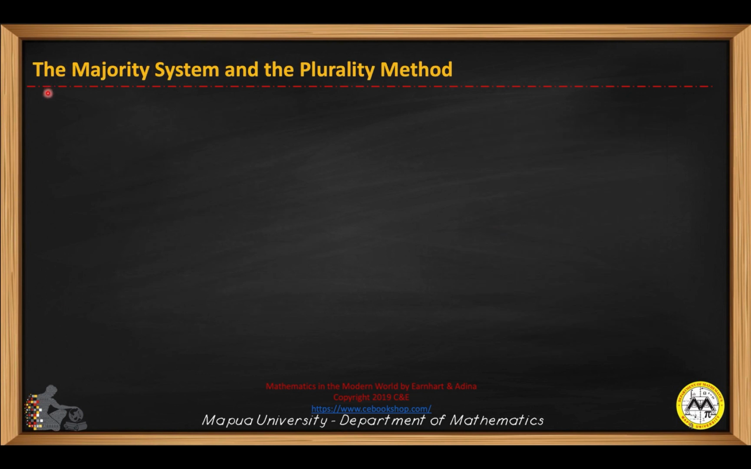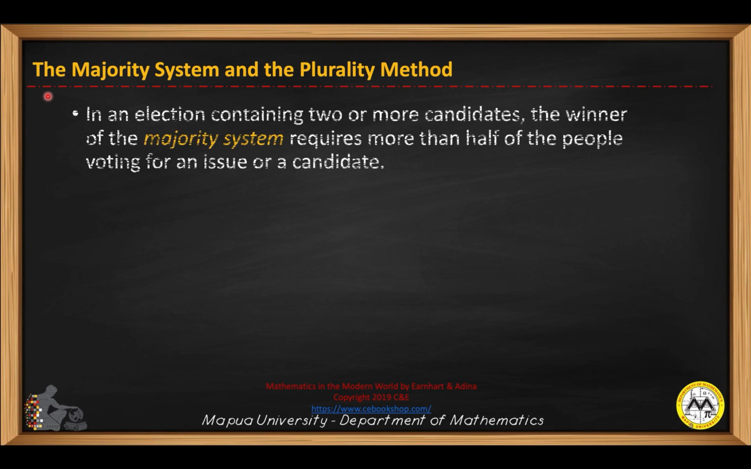Let's start with the very basic voting methods, the majority system and the plurality method. In an election containing two or more candidates, the winner of the majority system requires more than half of the people voting for an issue or a candidate. That is about 50% plus one of the total votes.